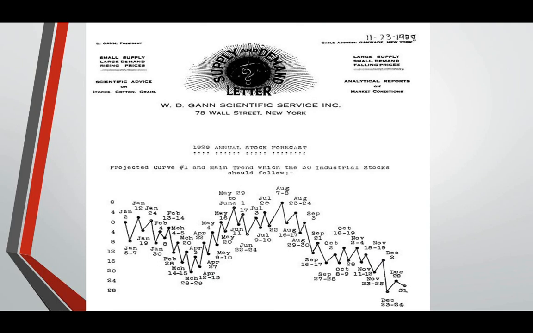Let's have a look. As you can see, this is Gann's 1929 annual stock forecast, and we're using it here because it's one of Gann's actual forecasts. Note that he calls out the time, meaning the date of all the pivots.